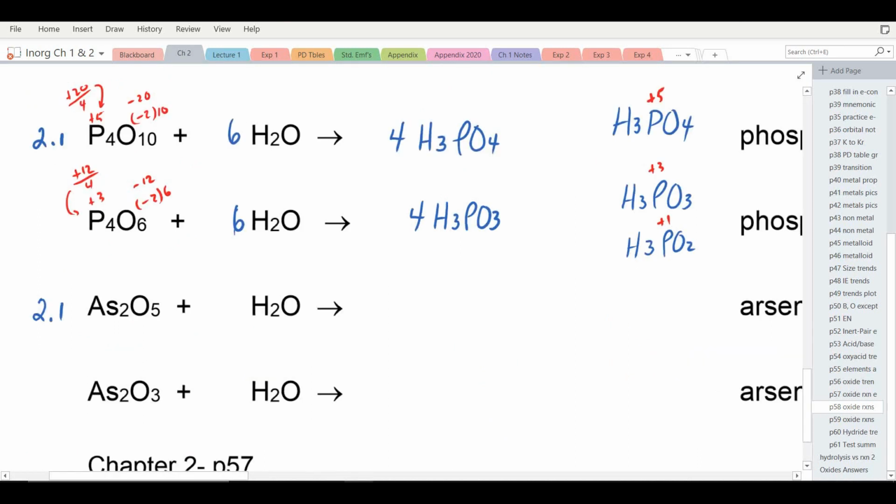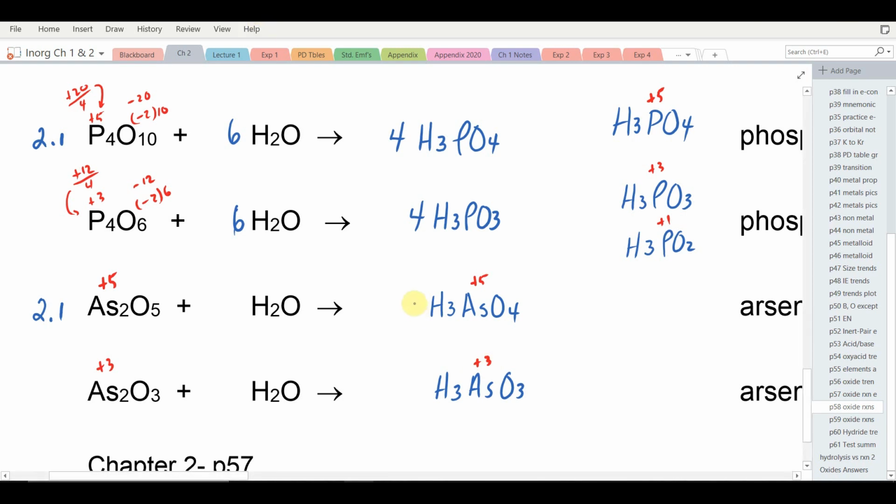Arsenic is going to be much the same as phosphorus. Electronegativity is the same. It's going to form analogous oxyacids. So we're going to have H3AsO4, called arsenic acid, and H3AsO3, arsenious acid. Oxidation states are plus 5 and plus 3. We just need to balance this.